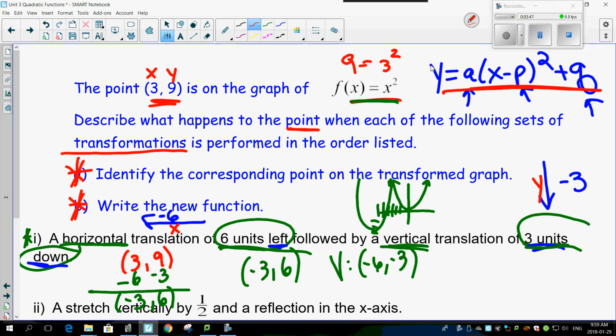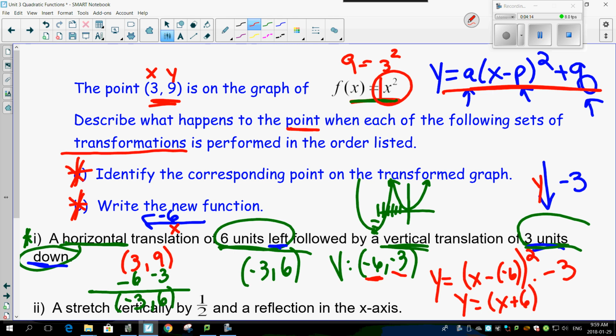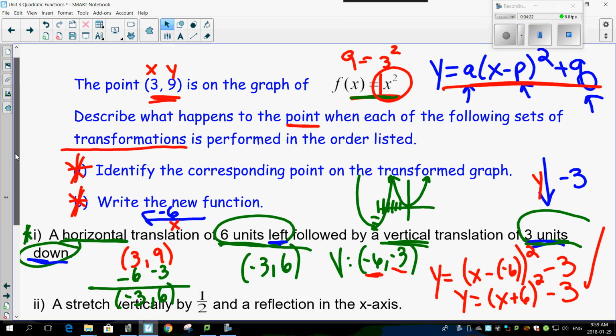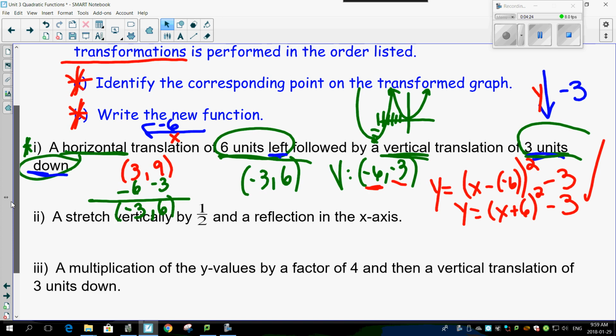So think about this. Did we make it bigger, wider, or narrower, or anything like that? Did we flip it? No. So it's still x squared. So your new graph is still going to be x squared, and your a value is exactly the same. It's 1. But we now have a new vertex of (-6, -3), so we have x minus a minus 6, squared, minus 3. So this now becomes y equals (x plus 6) squared, don't forget the squared, minus 3. There's your new equation. Isn't that cool? A lot of talking, a lot of moving, but some real neat stuff coming up here.